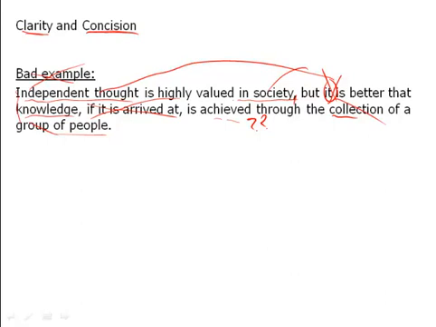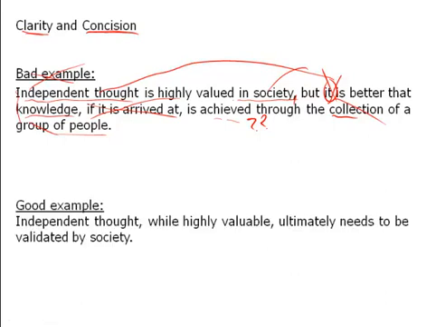So now we're going to take a look at an example where we have clarity. We know what they're saying, and we have concision. It's not that long. Notice right off the bat that the sentence stops right there. It's almost half the size of the sentence above it. Let's see what it says. "Independent thought, while highly valuable." Okay, so far so good, it's clear.